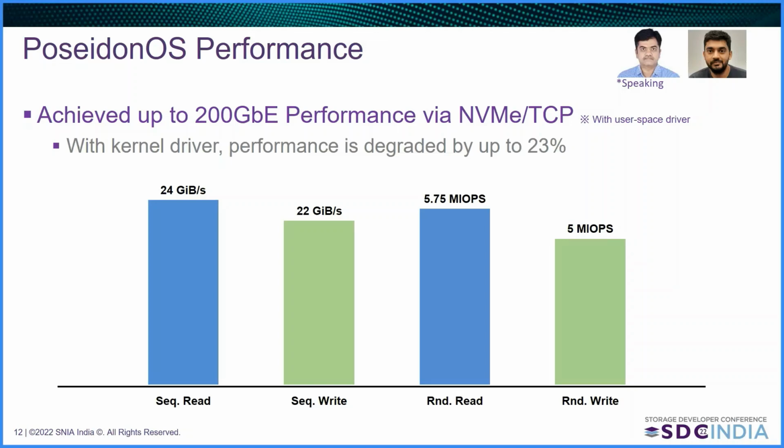The same numbers, when measured with the kernel driver, that is the libaio FIO engine, show a 23% drop in the performance numbers. This is expected, as the user space driver bypasses the Linux block layer and waits for the completion by polling for it, and hence achieves higher performance numbers.